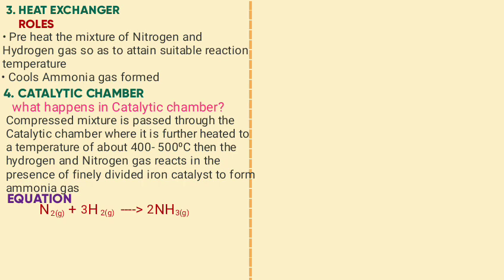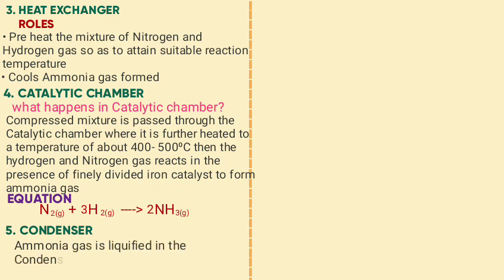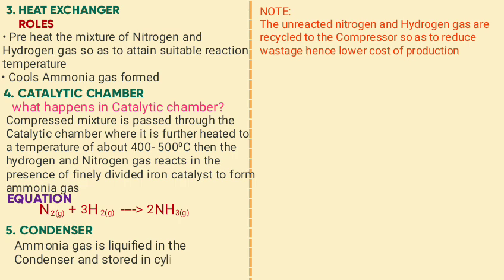Last part is condenser. Ammonia gas is liquefied in the condenser and stored in cylinders. Note that unreacted nitrogen and hydrogen gas are recycled so as to reduce wastage.